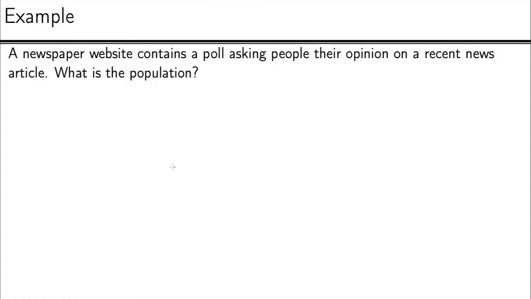Here's an example. A newspaper website contains a poll asking people their opinion on a recent news article. What is the population? So this newspaper is trying to find out people's opinions about a recent news article. The question is, who does this newspaper actually care about knowing their opinion? What are they trying to figure out here? Since they're asking people their opinion on a recent news article, they're obviously talking about people that read their newspaper. And so our population here, the target population, is readers of the newspaper.